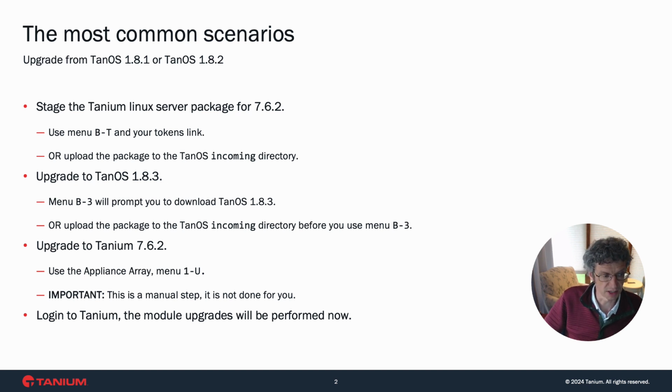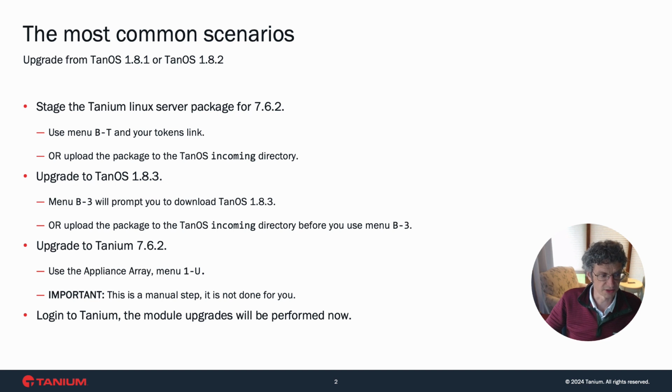Or, again, you can upload the package to the 10OS incoming directory and then use menu B3. In that situation, you're going to want to get a tokens link from Support Center. However, all of the latest versions of 10OS now can connect directly to Tanium to retrieve the latest 10OS version. So again, you can save yourself a step by just going straight to menu B3. The next thing you're going to want to do is after the 183 upgrade completes, and that's going to go through all of the appliances in your array.